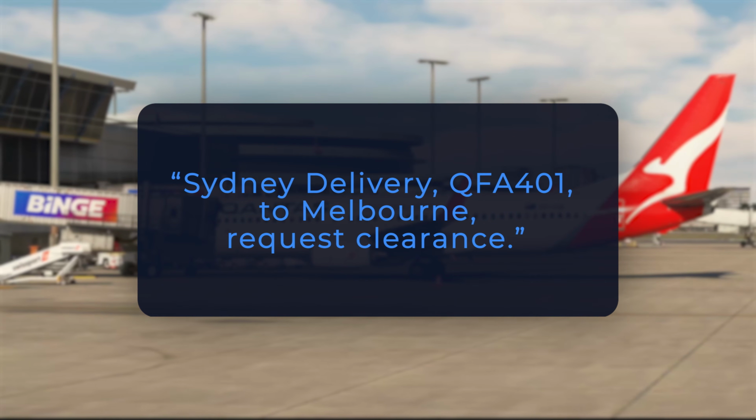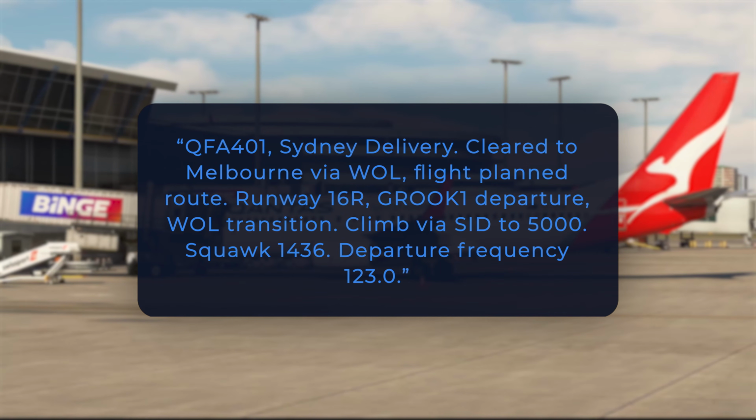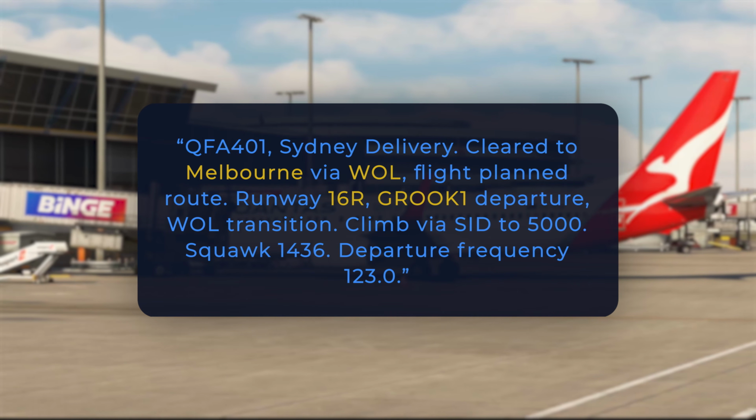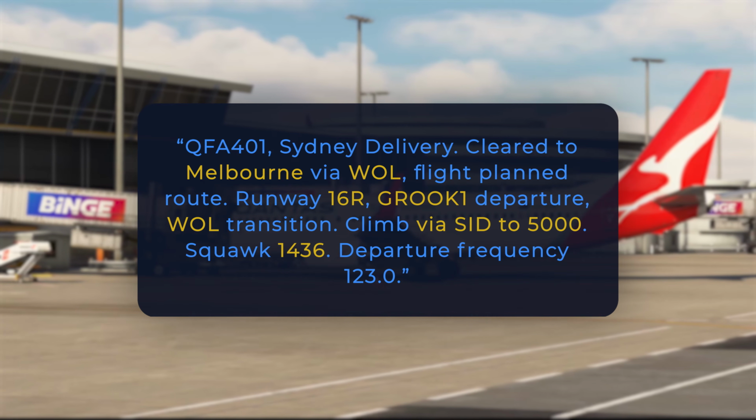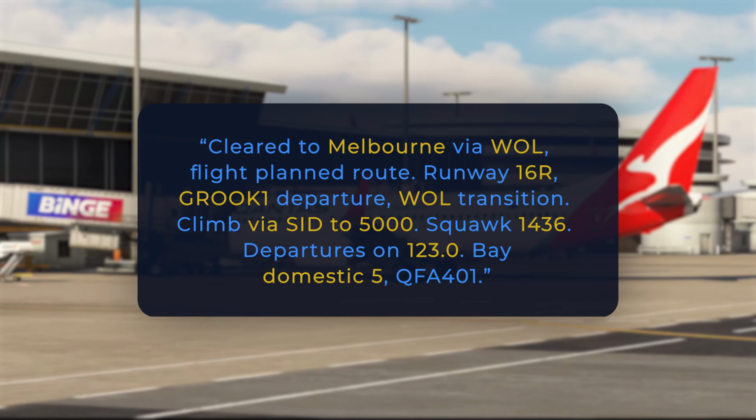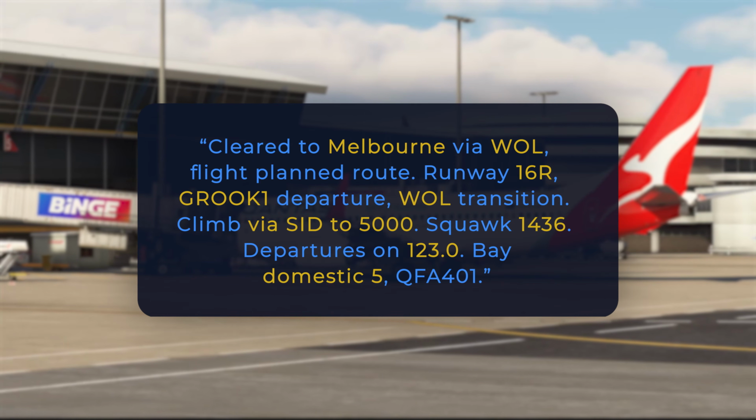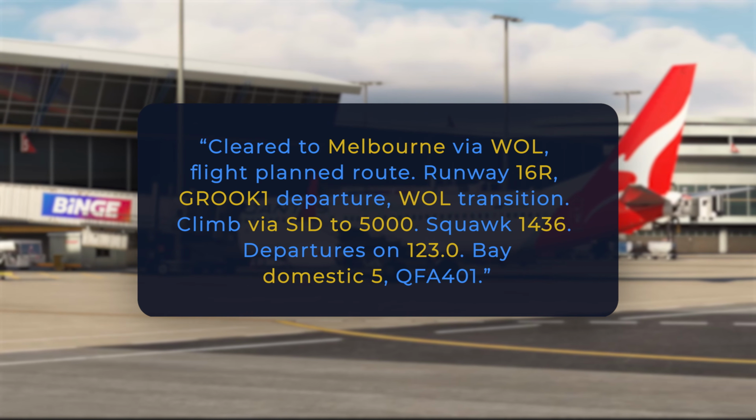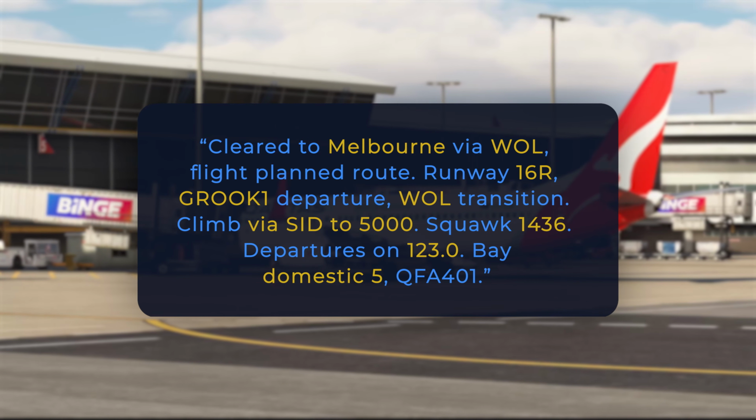Sydney delivery, Qantas 401 to Melbourne, request clearance. Qantas 401 Sydney delivery, cleared to Melbourne via Wollongong, flight plan route. Runway 16 right, Rook 1 departure, Wollongong transition. Climb via SID to 5000, squawk 1436, departure frequency 123.0. Cleared to Melbourne via Wollongong flight plan route, runway 16 right, Rook 1 departure, Wollongong transition. Climb via SID 5000, squawk 1436, departures on 123.0, Bay Domestic 5, Qantas 401.